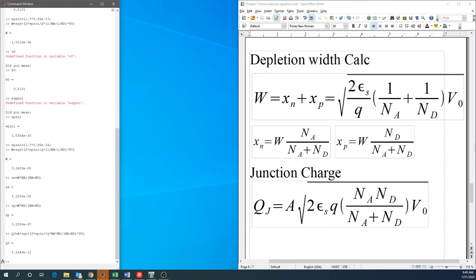Okay, we've solved it for everything that they wanted. It gives you an idea of how you manipulate these numbers. Of course, with a calculator, you're going to have all sorts of issues keeping track. So that is junction charge.